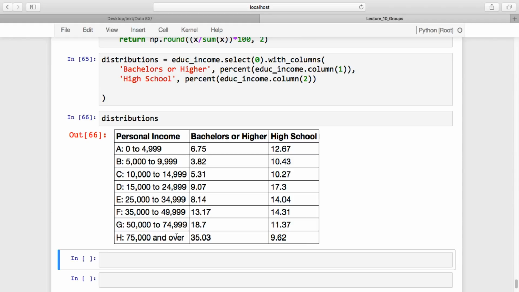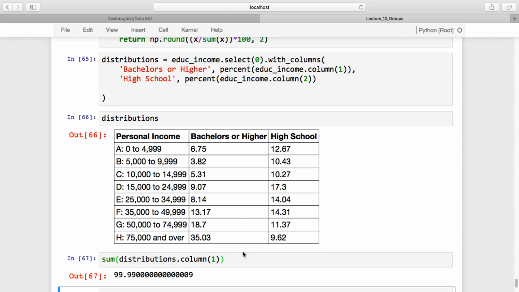Just to make sure that this is working fine, if we add these percents, we should get 100%. It should be all the people in this category. Let's just make sure that happens. Ah, 100%, give or take some rounding. So we've got a distribution here and we have a distribution here, and they are clearly different. That is easy to see.